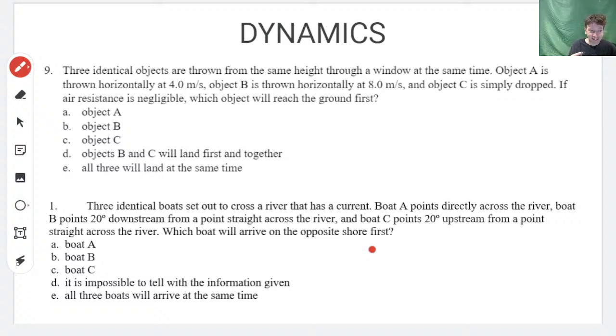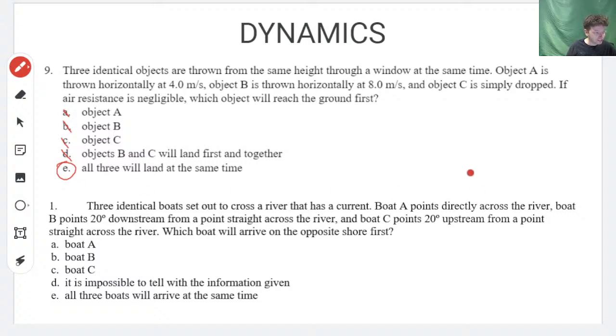So we have to consider their vertical velocities. All of their vertical velocities start at 0, right? Even if you're throwing something horizontally at 4 meters per second, 8 meters per second, or simply dropped, all the vertical velocities start at 0, so they're all going to hit the ground at the same time. So no, A and B and C will not land first, they will land together. So all 3 will land at the same time.